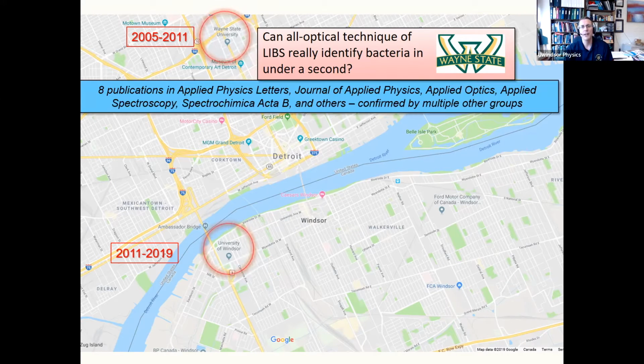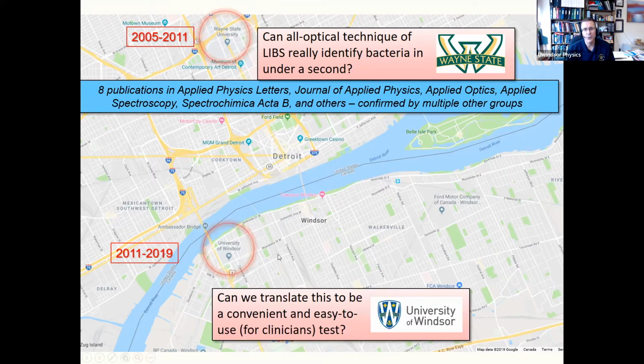That's my hypothesis. But 8 publications later, confirmed by multiple other groups around the world, it gave me the belief that it could be possible. Yes, it really could definitely be possible. And then in 2011, I came across the river and started a research program at the University of Windsor. And my research focus shifted from answering that hypothesis, which is, can this technique actually do it, to, can we actually translate the whole technique into something that's practical, convenient, and easy to use for a clinician kind of test?